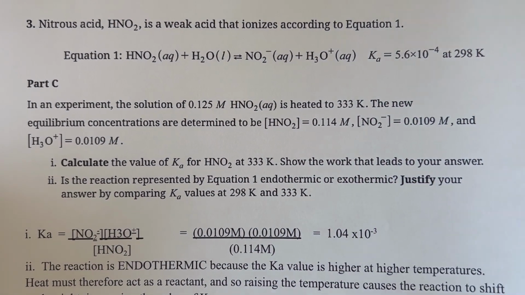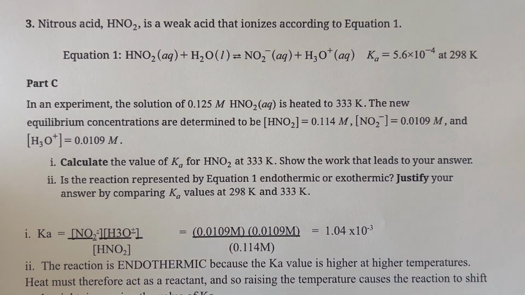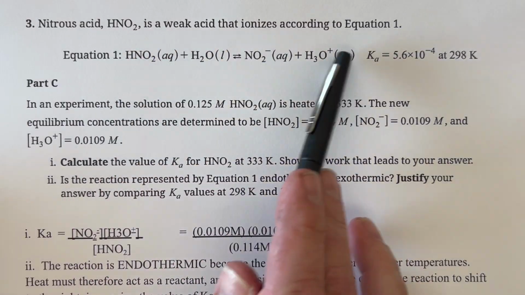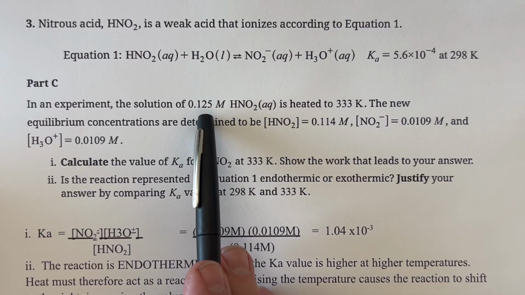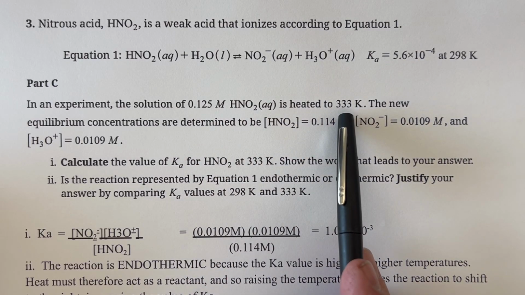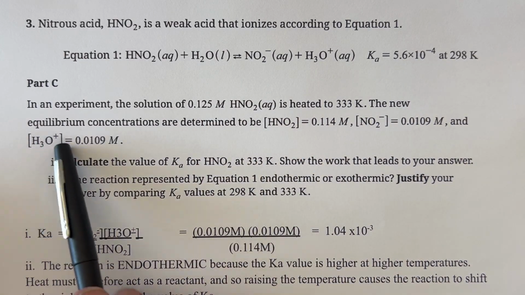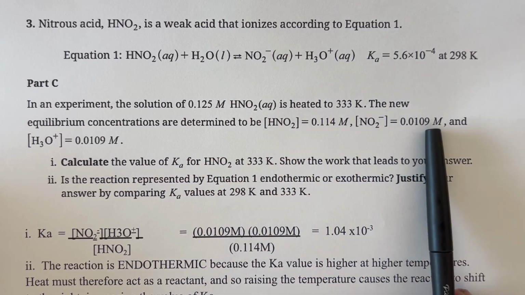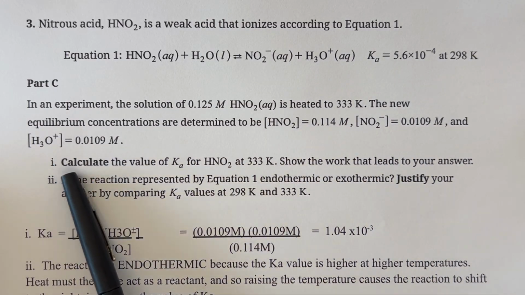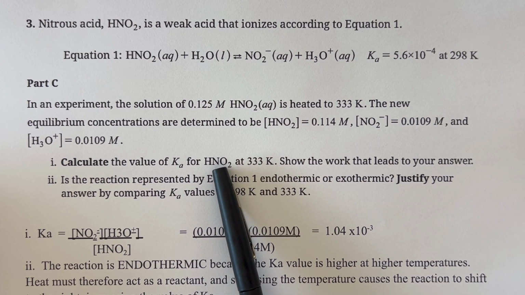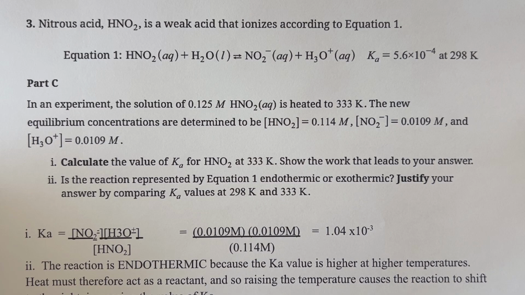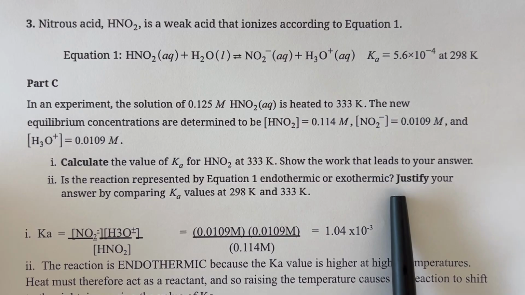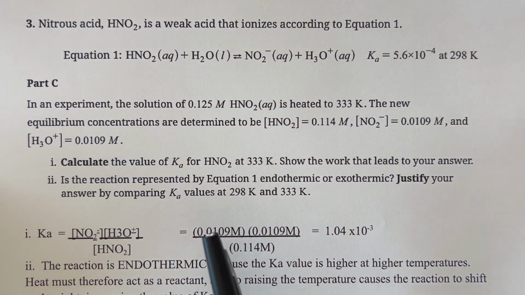Now we move on to part C. Nitrous acid is a weak acid that ionizes according to that. There it is again. In an experiment, the solution of 0.125 molar HNO2 is heated to 333 K. The new equilibrium concentrations are determined to be these numbers as follows. Calculate the value of Ka for HNO2 at 333 K. So this is at a higher temperature. Show the work that leads to your answer. Is the reaction represented by equation 1 endothermic or exothermic? We'll get to that once we calculate our new Ka value.